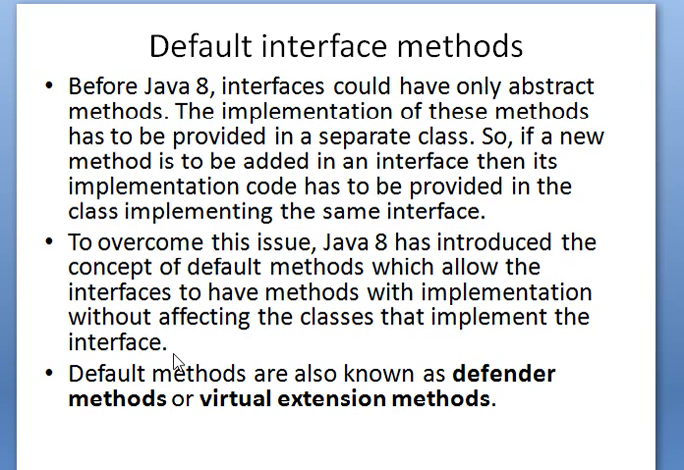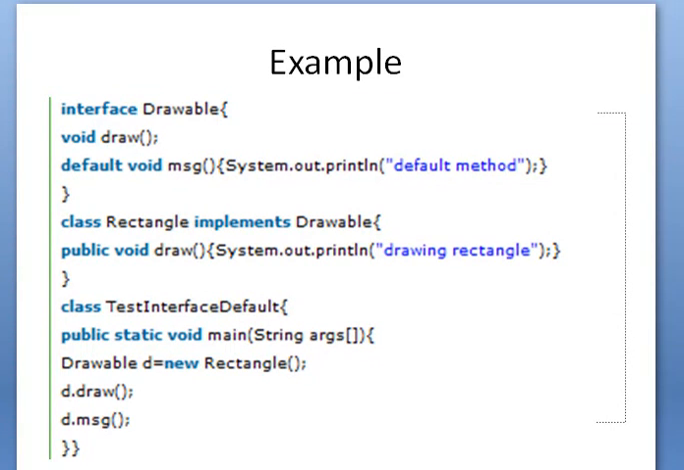So by putting a default method definition in an interface, it is not mandatory for a child class to implement or give a definition of that method. It depends on requirement. If the child class requires it, then it can utilize it, but there is no need to give the definition of that method. Default methods are also known as defender methods or virtual extension methods. Now, let's take an example of it.